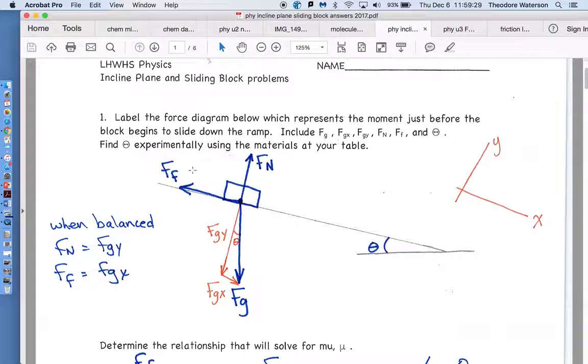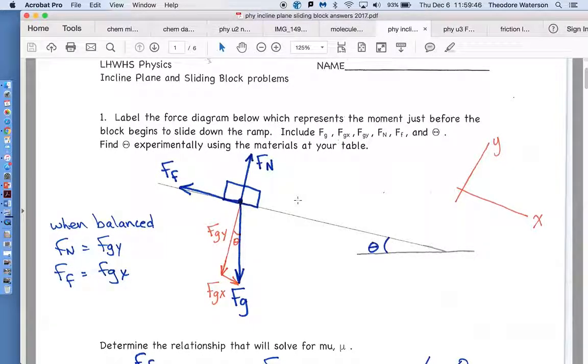There's a 90-degree angle between the frictional force and the normal force. In fact, remember, a normal line, even in math, is perpendicular to the plane. All right, so I'm hoping you can make sense of this little force diagram.